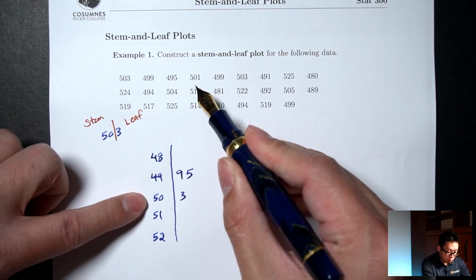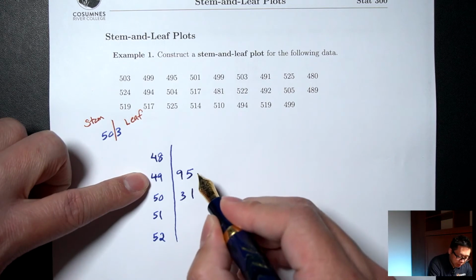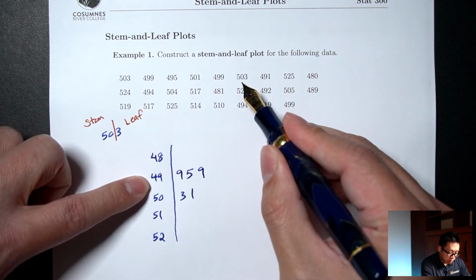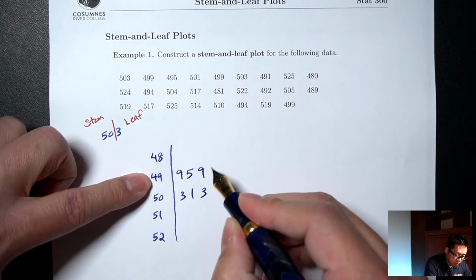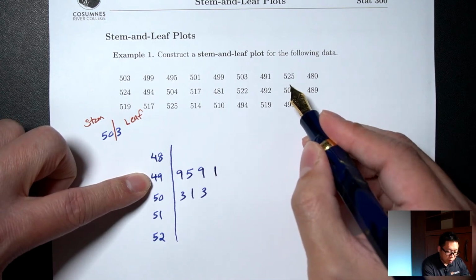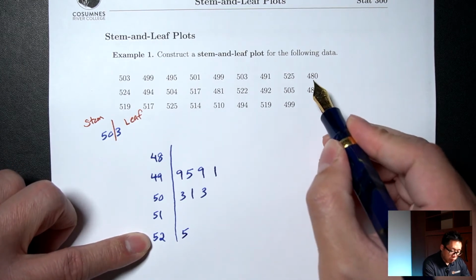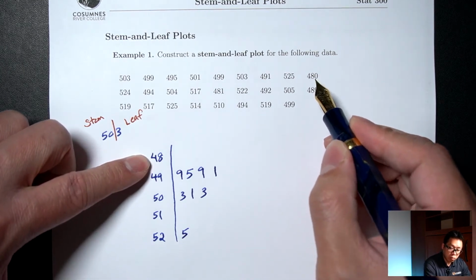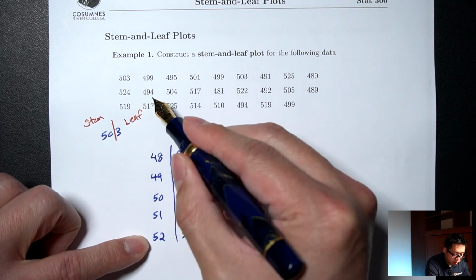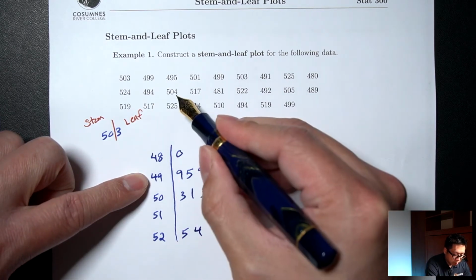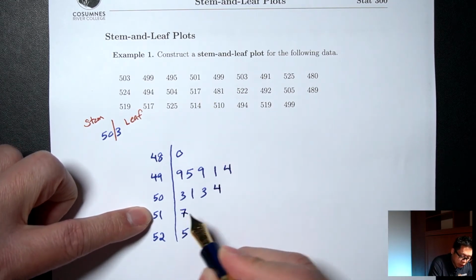501, that's going to go with the 50, and we're going to write the very last digit. 499, that's going to go with the 49 again. 503, that's going to go with the 50, and we just write the very last digit. 491 goes with the 49. 525, that's going to go with the 52, and you just write the very last digit. 480, that's going to go with the 48, and we're just going to write down the 0. 524, 494, 504, that's going to go with the 50. 517, just write the very last digit.